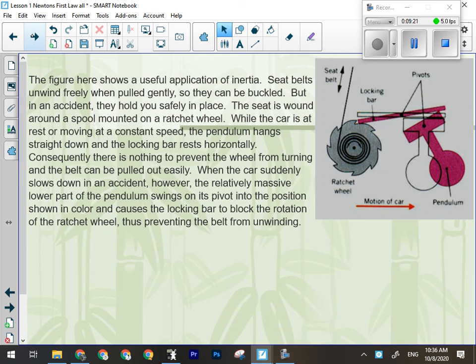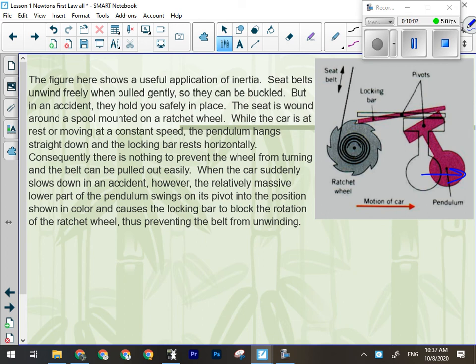There's a pendulum underneath the locking bar. If you're traveling at a constant speed, the pendulum hangs down. If you're accelerating forwards, the pendulum goes backwards and it doesn't have any effect on the locking bar's position. But if you suddenly decelerate rapidly, the pendulum obeys Newton's first law and swings forwards. And when it swings forwards, it pivots the locking bar into the ratcheted wheel. And now the ratcheted wheel can't unroll, so your seatbelt can't come out. That's what locks the seatbelt into place. It's a simple mechanism that cannot fail because it is relying on Newton's first law.